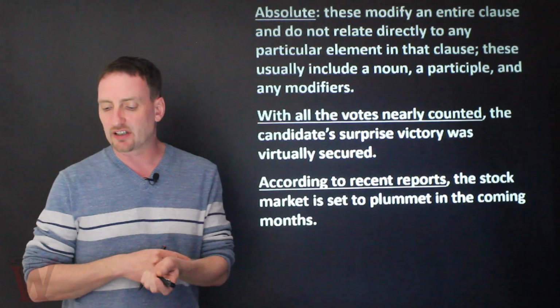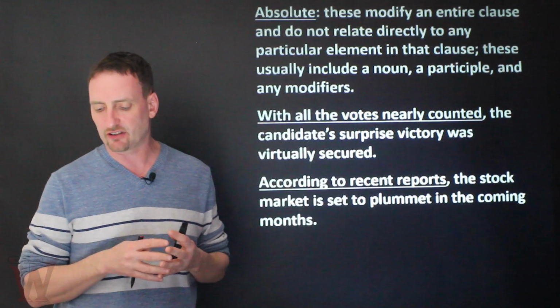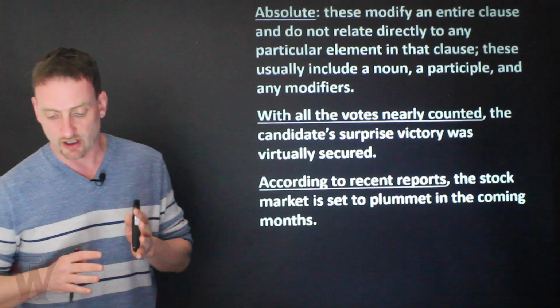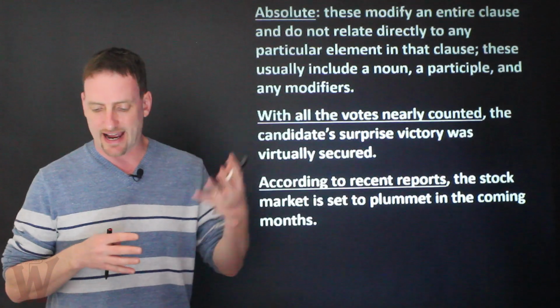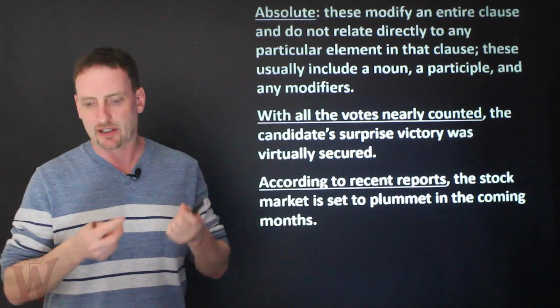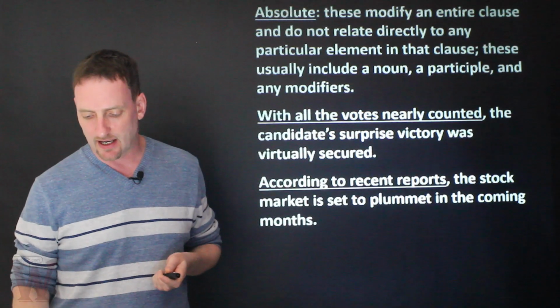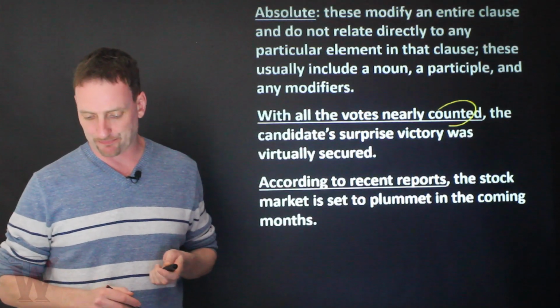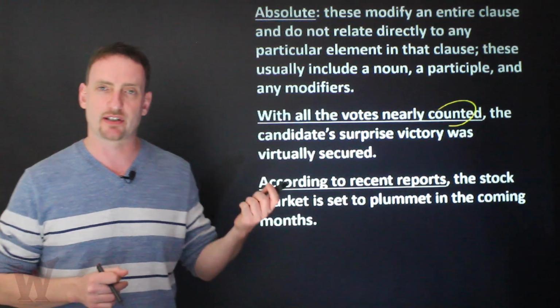With all the votes nearly counted, the candidate's surprise victory was virtually secured. So the independent clause tells you the candidate was pretty much the winner. And how do we know this? Because with all the votes nearly counted. And there's your participle, by the way. Okay? And we're beginning with a preposition.